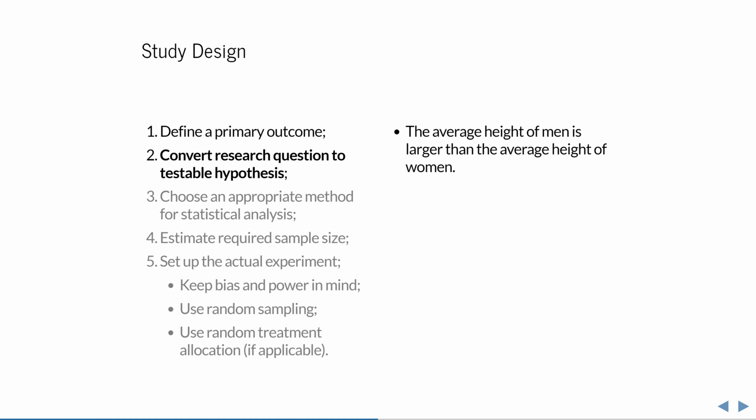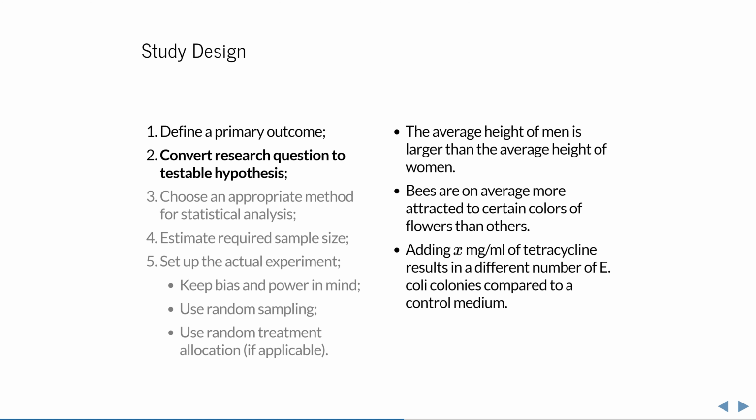So here are then our hypotheses. The average height of men is larger than the average height of women. Bees are, on average, more attracted to certain colors of flowers than others. And adding a certain concentration of tetracycline results in a different number of E. coli colonies compared to a control medium.